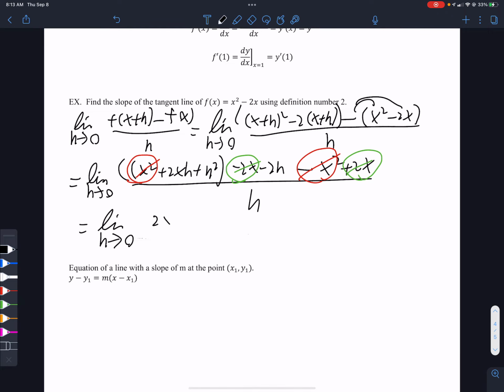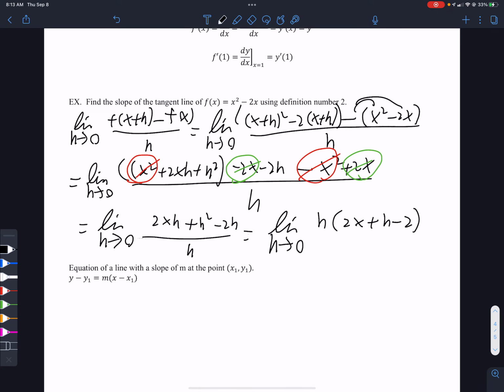On top, I'm left with 2xh plus h squared minus 2h over h. Now, if you plug 0 in here, here, here, and here, you get 0 over 0. I need to factor and cancel. So the top, they all have h's, so I'm going to factor that h out. I'm going to be left with 2x plus h minus 2 over h. And again, beautiful canceling. I put a 0 for h. I have 2x minus 2.